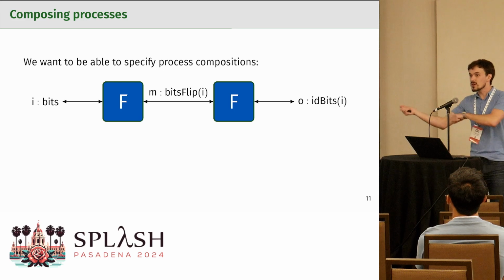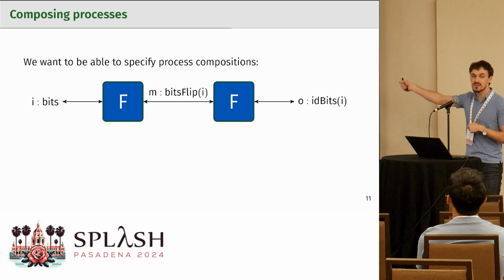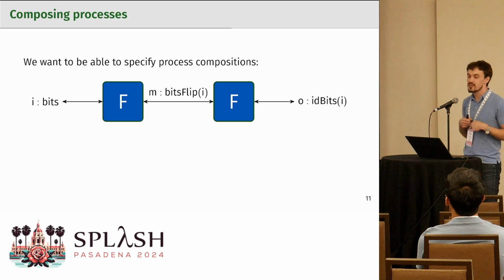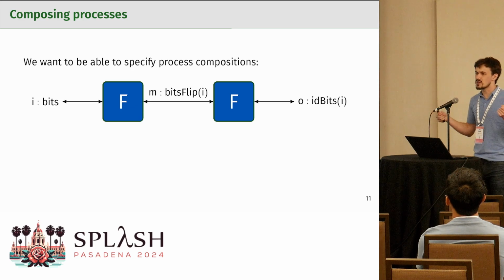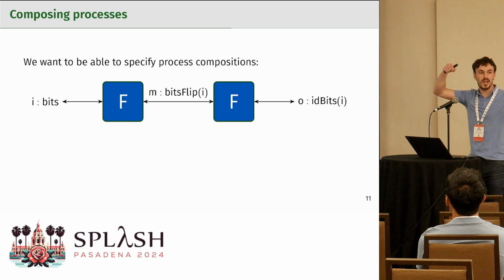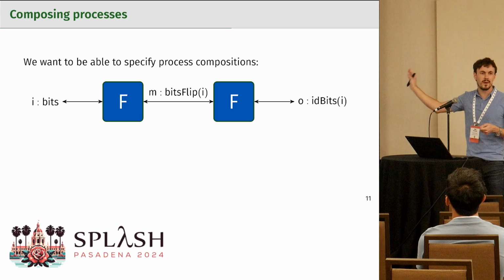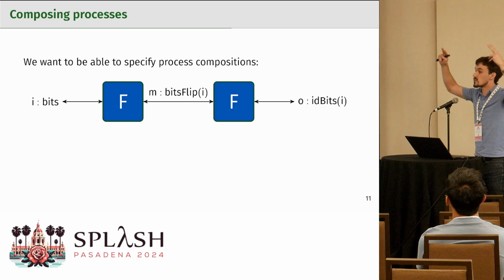And let's suppose I want to feed that channel into a second bit flipping process. That's going to be a server for a channel O of type ID bits, where ID bits just says, I'm going to give you exactly the same thing that came in on I. And we can implement it in the same way as we implemented bits flip using this big lim.